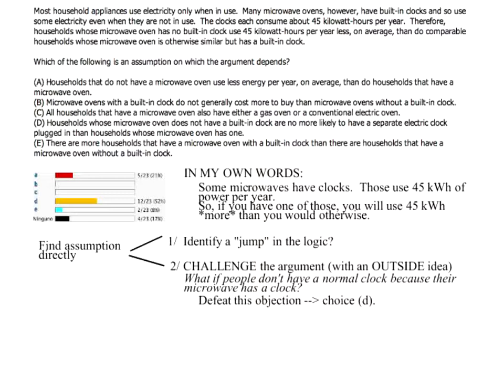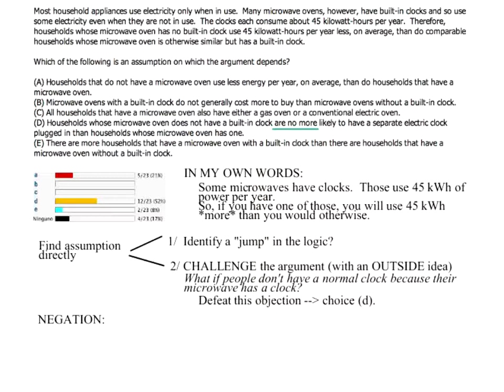Finally, you can also negate. If you negate choice E, you can't just go on autopilot and kill the word not. That's not the right negation. We're talking about people who don't have microwaves. People without microwaves are no more likely to have a separate electric clock. So if you negate this, then you get they are more likely.